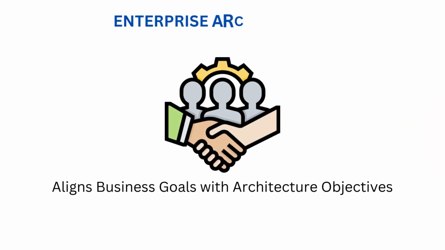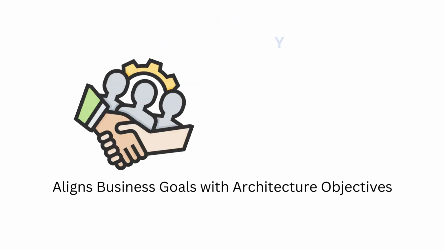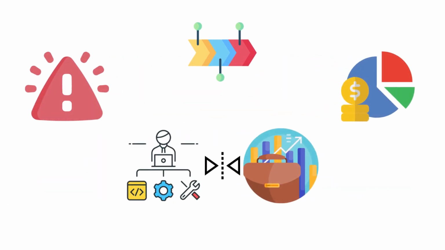Let's get started. TOGAF is an enterprise architecture methodology that aligns business goals with architecture objectives. It provides a framework for designing, planning, implementing, and governing enterprise IT architectures. By using TOGAF, organizations can reduce errors, maintain timelines, stay on budget, and align IT with business units for quality results.